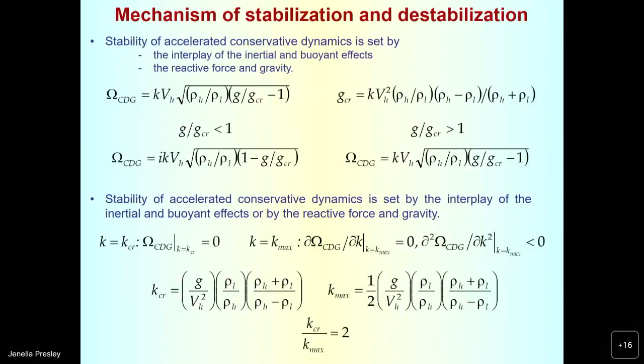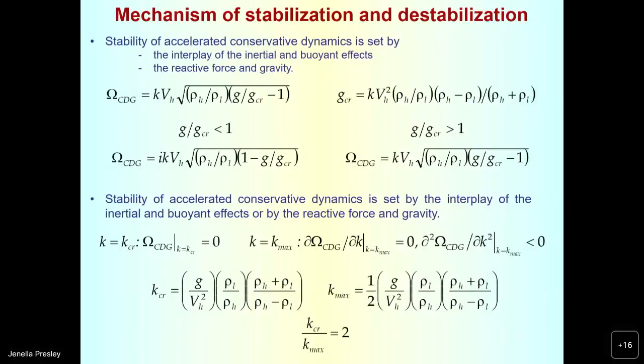So the mechanism of stabilization and destabilization in this case appears that if I write that in a dimensional form, there is a critical value of the acceleration that depends on the density ratio. It also depends on some velocity scale. If we are sitting below this region, then we will have stable oscillations. If we are sitting above this region, we will have unstable growth.